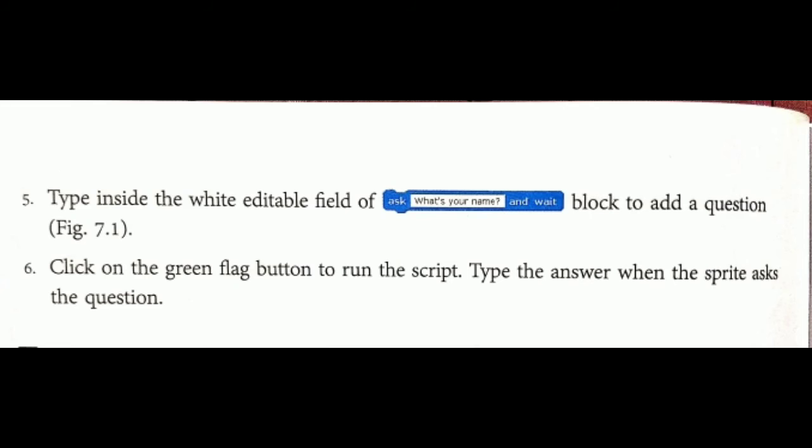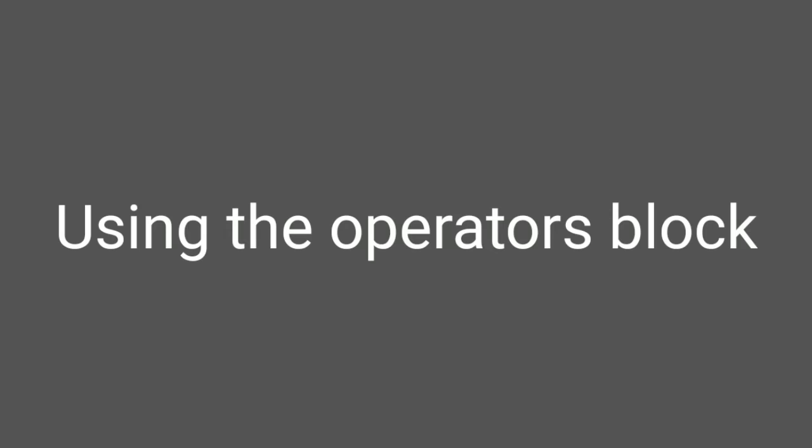And at last, if you want to run this particular script, you have to click on the green flag button. When the sprite asks you the question, you have to type the answer for that particular question. So these are the steps that you have to follow in order to use a sensing block in a Scratch project. Now moving on to the next topic, let us study how to use the operator block.